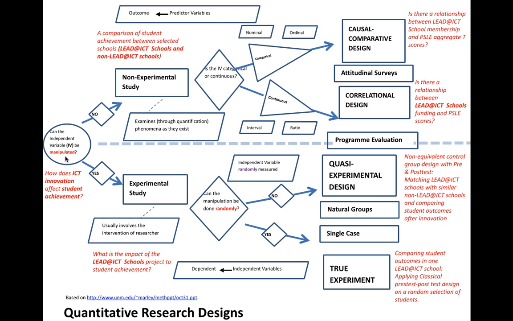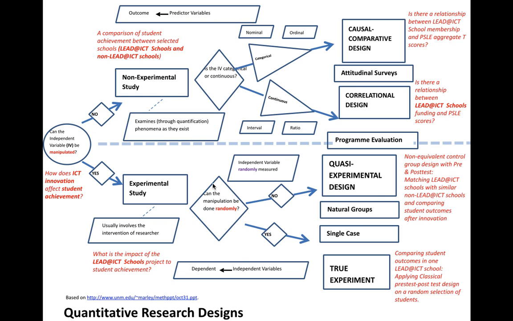If the independent variable, ICT innovation, can be manipulated, it's an experimental study, and it usually involves the intervention of the researcher. So experimental studies look at intervention. There has to be an intervention. So that could be clearly stated by looking at that first question and making it more specific. What is the impact of, for example, the LEAD ICT schools? This is a program that I've researched and studied, that I was part of when I was still in Singapore. It's ICT innovation in schools. I'm looking at the impact of the LEAD ICT schools project on student achievement, right?